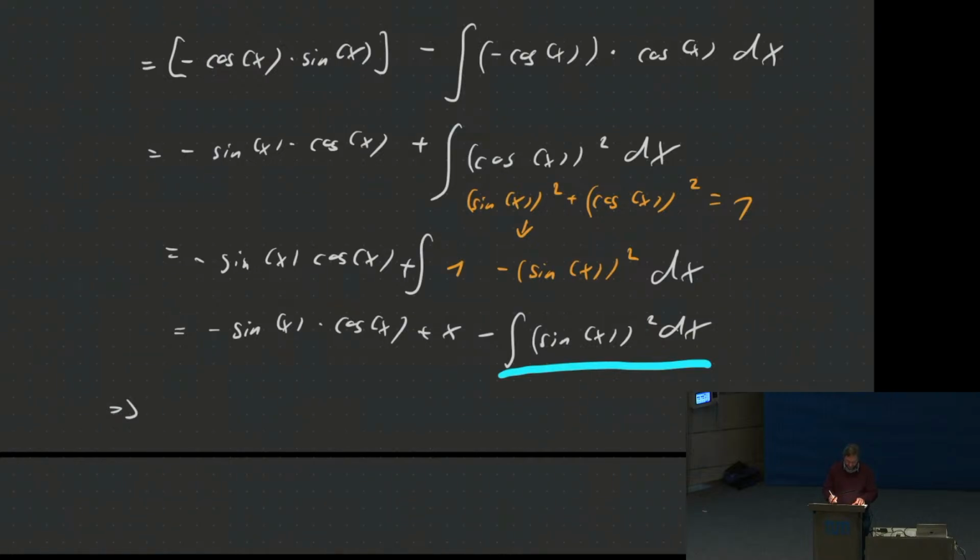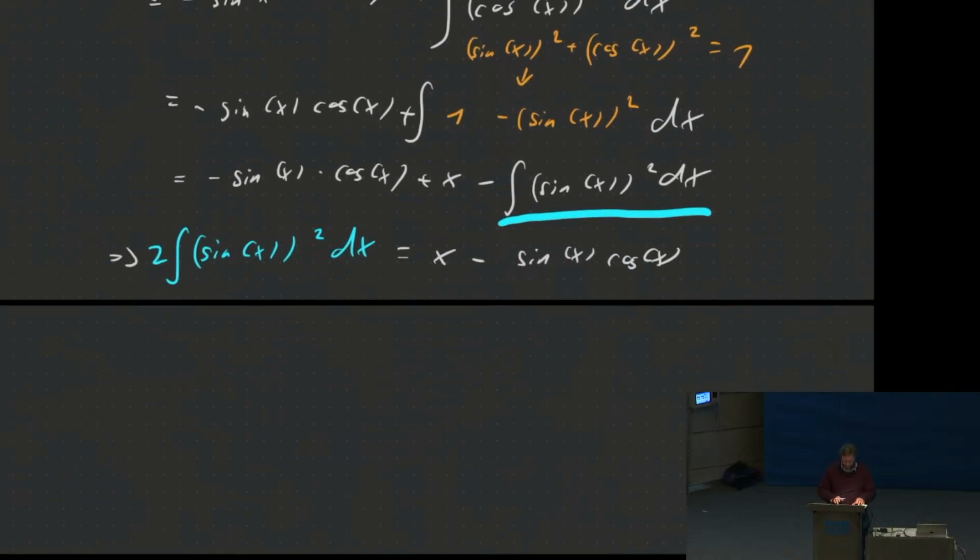So that means this integral over sine x squared dx, or 2 times the integral actually, is equal to, let's start with the x, just to not start with the minus, x minus sine x cosine x. And of course, if I just want to have the integral here, I need to divide that whole thing by 2. So here's the result.